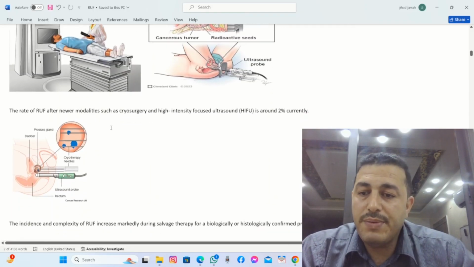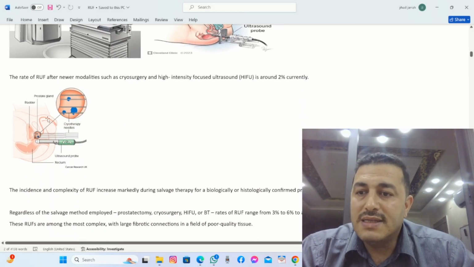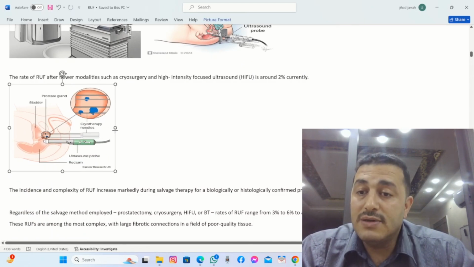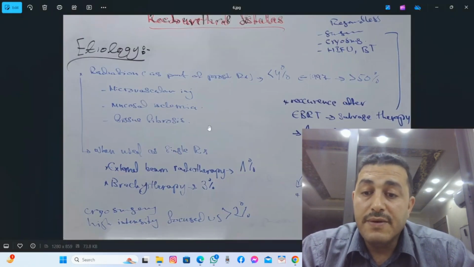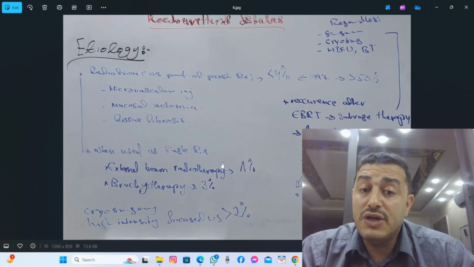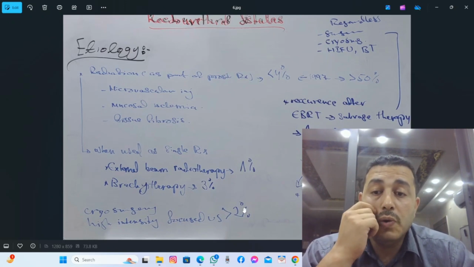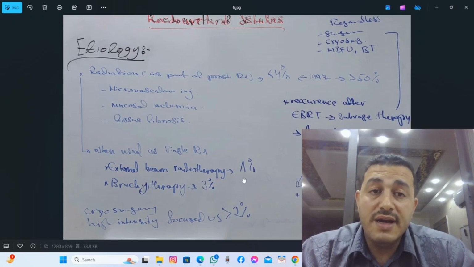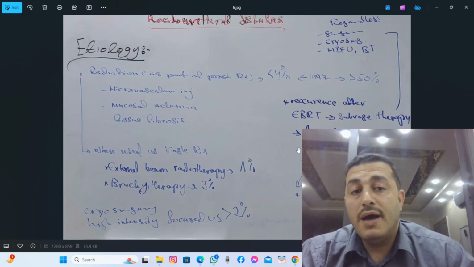Also, we have cryotherapy. It's also a localized type of radiotherapy associated with appearance of fistula. As you see, external beam radiotherapy, it's 1%. If we are talking about radiation as the only treatment option, external beam radiation can cause fistula in 1%, brachytherapy 3%, cryotherapy up to 2%. What I can conclude is that brachytherapy is higher than external beam radiotherapy.